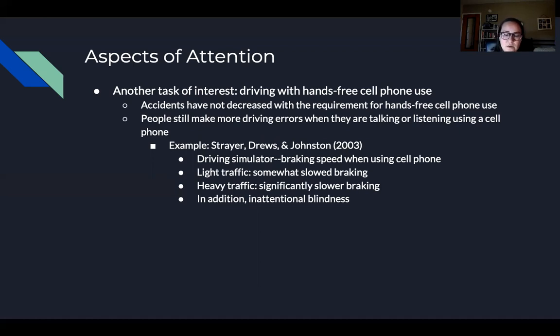As an example of this, Strayer and colleagues had participants drive, again in another driving simulator, where they had to follow a lead car and brake when that car braked. And when they were in simulated light traffic, the people who were in the cell phone group, again, using hands-free technology, but on the phone nonetheless, they took slightly longer to apply the brake. And then in heavy traffic conditions, they then took significantly longer than those in the control group. And so further testing showed that participants who also used their cell phones showed a form of inattentional blindness. So again, they were missing out on information in their environment, and their processing speed was also slowed as well.